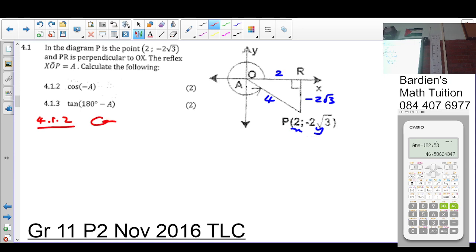So cos of negative a, so what I do is I add 360, so it's 360 minus a. Remember, if I add or subtract 360 from an angle, I don't change the value of it. So 360 minus a is in the fourth quadrant. Cos is positive, so it's cos of a. Cos is adjacent over hypotenuse, so it's 2 over 4, which is half.